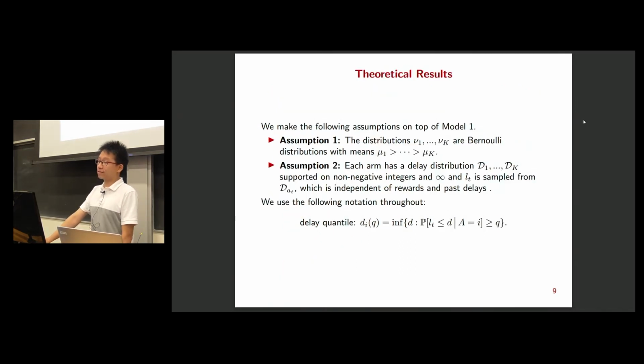On theoretical results, we make the following assumptions atop the model. We assume the distributions are Bernoulli distributions and ordered, so arm 1 is the best arm here.